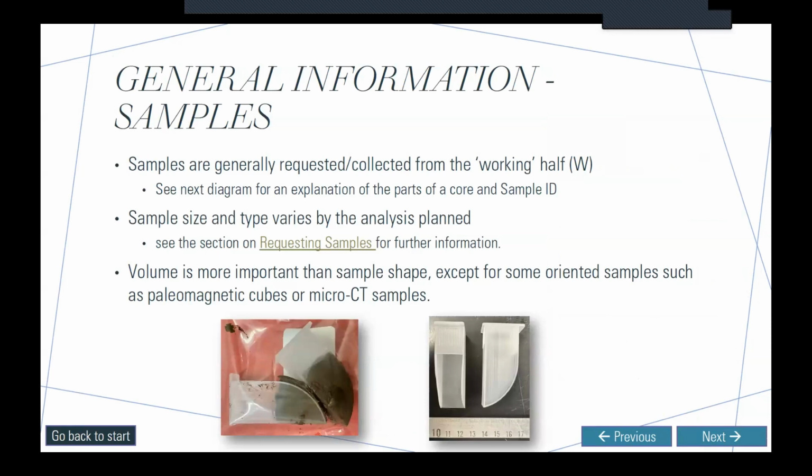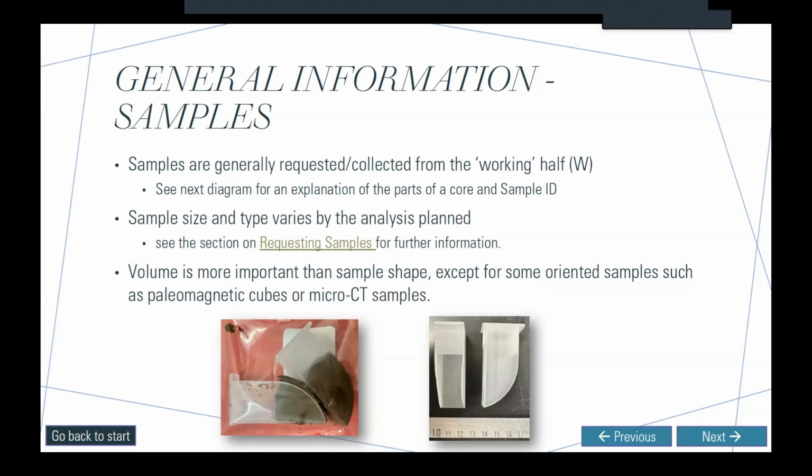I like to talk about data, but people really like to think about samples a lot. So I thought I'd just mention, what is a sample even? When we collect samples from cores, we generally have them requested and collected from what we call the working half, which I'll show you in a diagram in a moment. Sample size and type is really driven by the analysis you have planned. And so it's pretty important to think about that if you're going to be making a sample request.